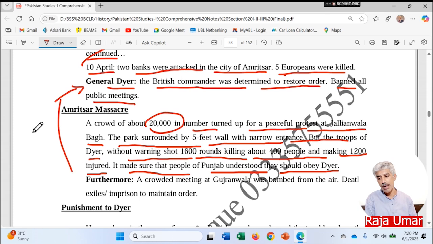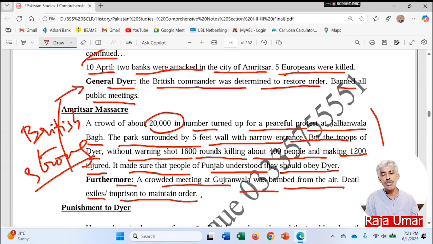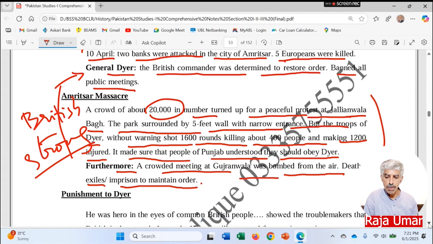So this particular incident shows that the British were still very strong and they had no intention of giving any concessions, political rights or even human rights to the locals here in the subcontinent. Furthermore, a crowded meeting at Gujranwala, Punjab, currently a Pakistani city, was bombed from the air. Deaths, exiles, imprisonments to maintain order. The British wanted strong control in their hands, so they took all steps to keep things under their control.